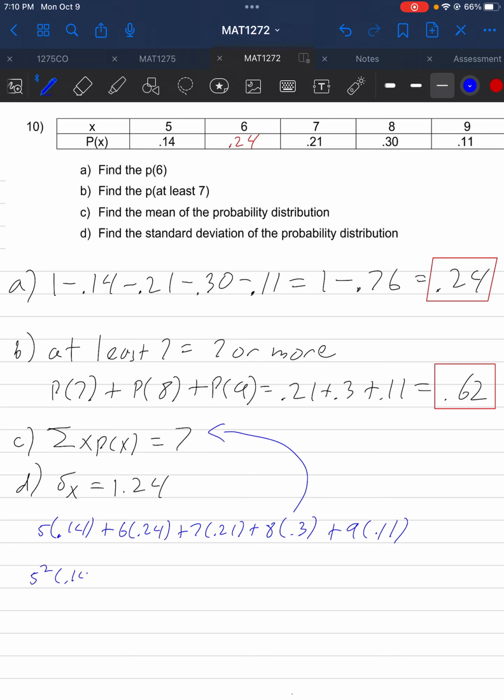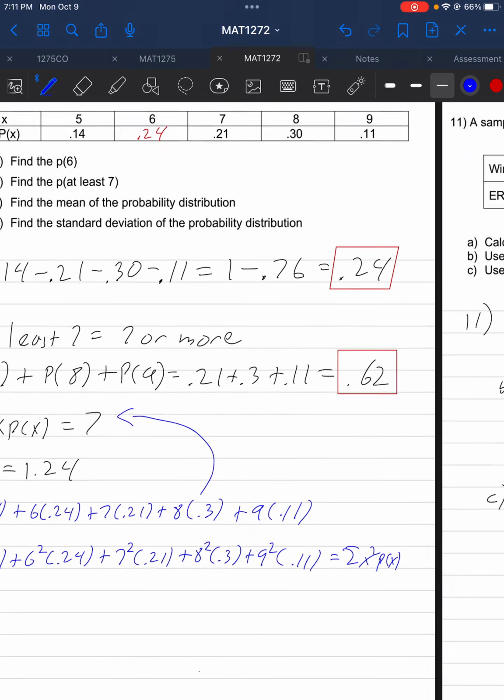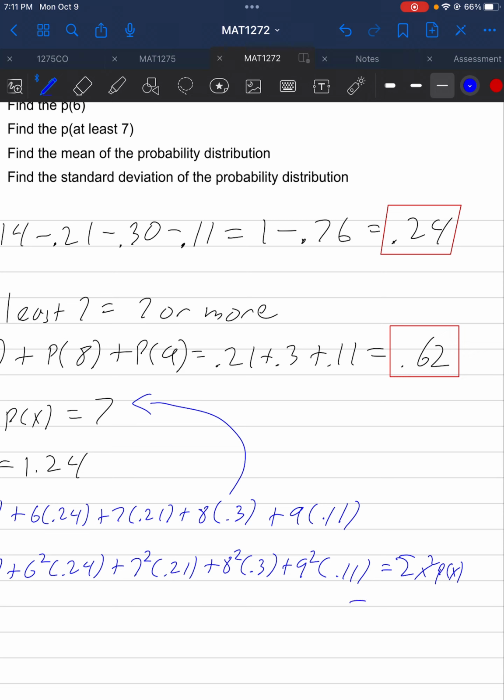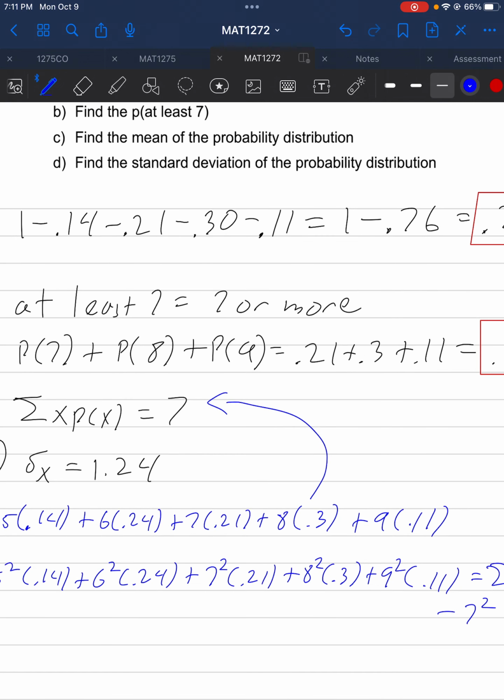In order to calculate the standard deviation, you take the outcome to the second power multiplied by its respective probability. That's 5 to the second times 0.14 plus 6 to the second times 0.24 plus 7 squared times 0.21 plus 8 squared times 0.3 plus 9 squared times 0.11. And this gets you some value, from which you subtract 7 to the second power, and that will get you this answer here, 1.24, the standard deviation for this probability distribution.